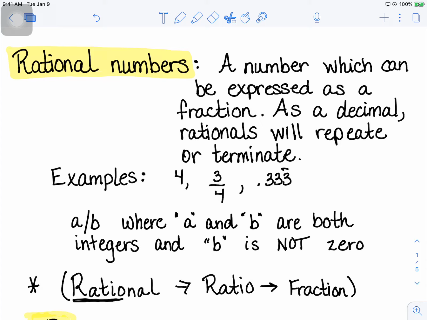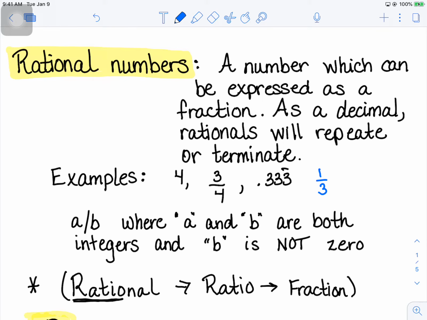0.3 with the little line above it tells me that the 3 is repeating. This is the same thing as 1/3. We know that as a decimal, it goes on forever and ever with a pattern. So it has a repeating pattern, but it has to have a pattern that repeats.